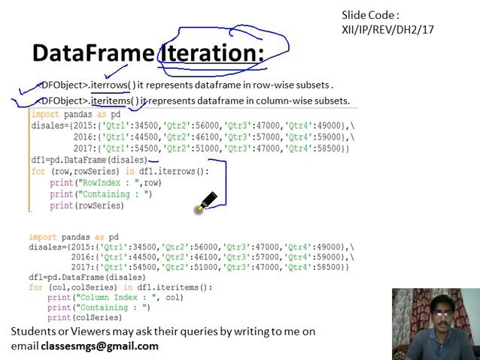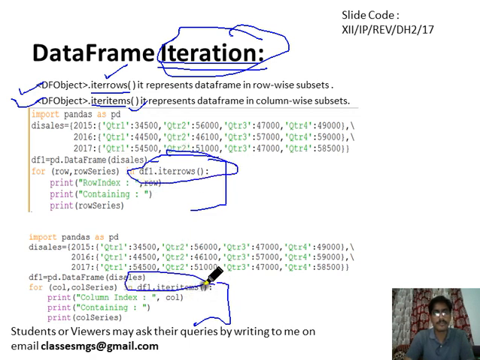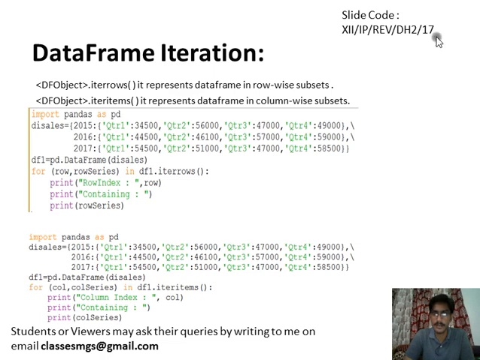You need not worry about memorizing this code by heart, just remember the function names. It will be helpful for you to revise, because the major question will not be asked from iterrows and iteritems, but you should know iterrows will iterate row wise and iteritems will iterate column wise. That will suffice. If you remember that, that will be a benefit.